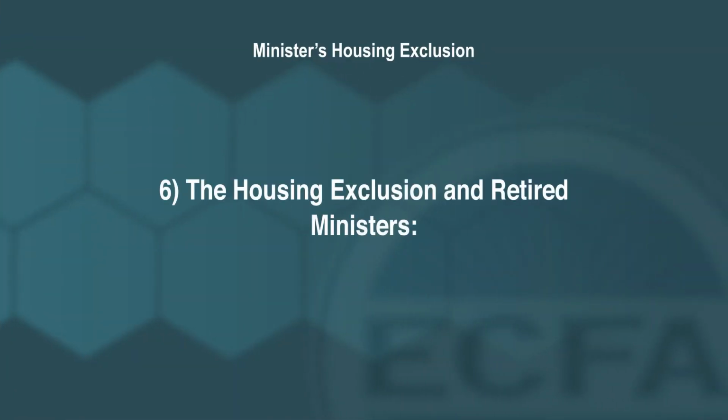Number 6, the housing exclusion and retired ministers. Distributions from a denominationally sponsored 403(b) or 401(k) plan have generally been designated as a housing allowance. Retired ministers may also exclude the rental value of a home furnished by a church or a rental allowance paid by a church as compensation for past services. As we mentioned getting started, we have often called the housing exclusion a minister's best friend for tax purposes. As we've walked through these key points together, I'm sure you can now see why that's true.